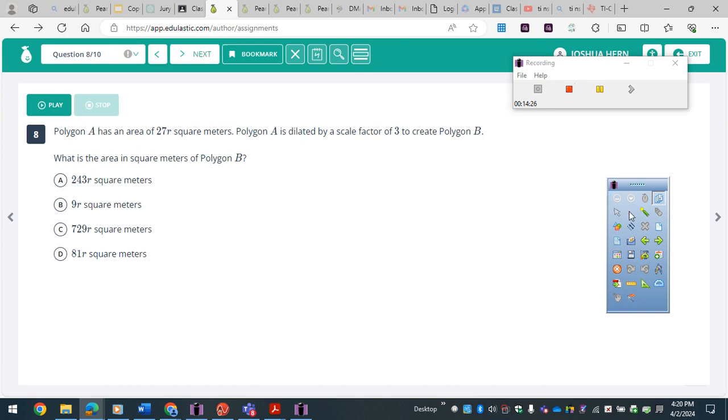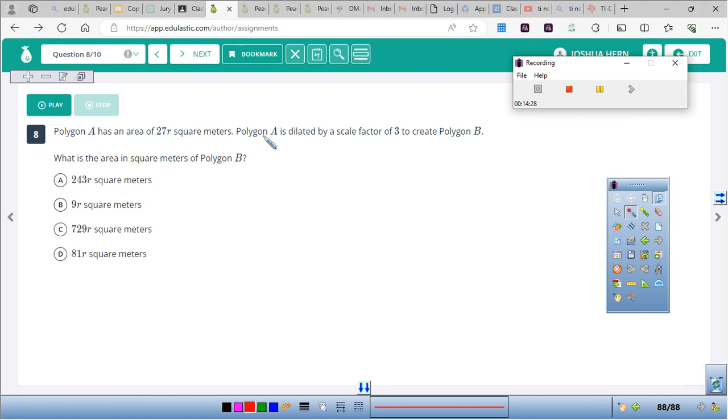Okay, this one here was a good question. A lot of people got this one wrong. It says polygon A has an area of 27 square meters. Polygon A is dilated by a scale factor of 3. Scale factor dilation means to multiply by 3, to create polygon B. What is the area in square meters of polygon B?